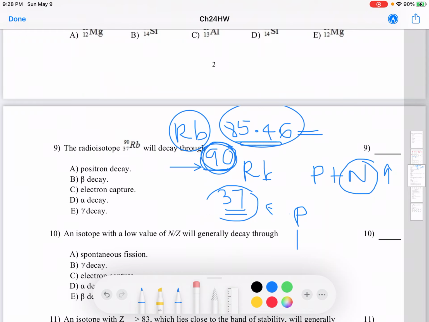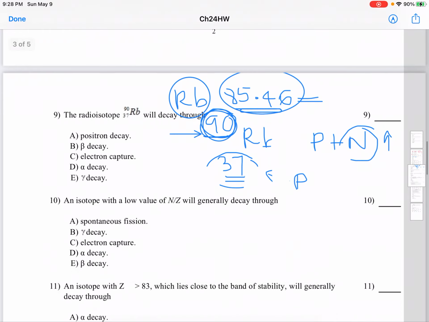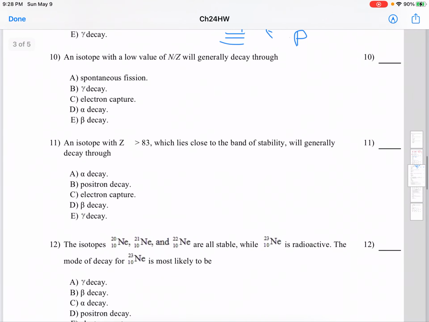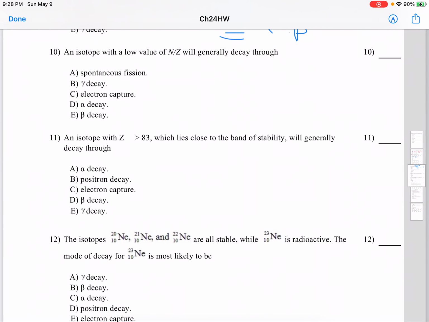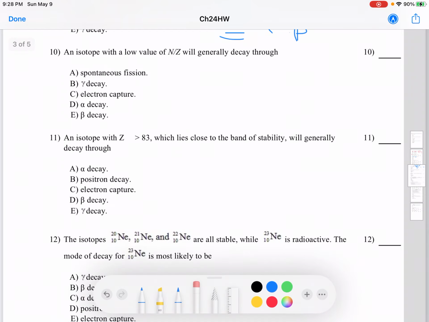Isotope with a low value of N over Z. What do you think is going to happen? Isotope with a low value. Now the N over Z will generally decay through what I just showed you. The ratio will be lower, and N over Z is neutrons over protons.